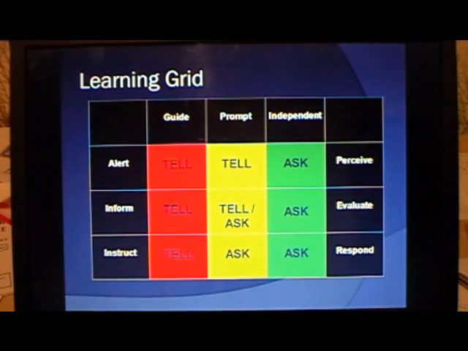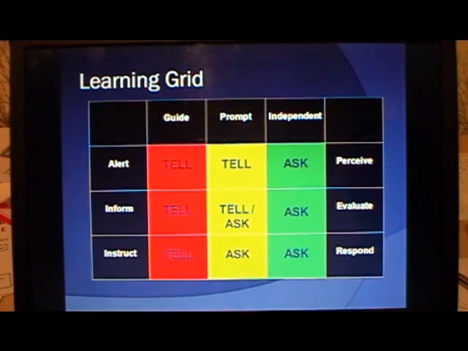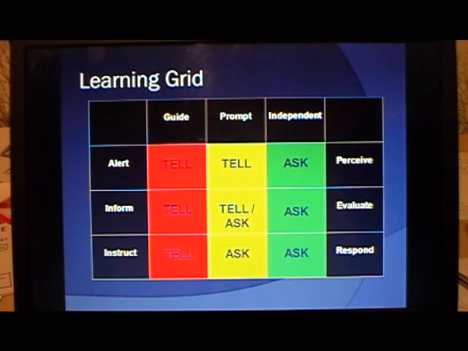So this is a little grid that hopefully will explain to you how to use these levels of instruction. So we've got guided at the top, prompted and independent. You've then got alert, inform, instruct down the left hand side, and perceive, evaluate and respond on the right hand side. Now perceive, evaluate, respond is exactly what you do as a driver. You do it unconsciously, but as you see a hazard, you're prioritising which one's going to be the most important. You then evaluate that hazard and think about why it's going to be a hazard to you, and then you respond in a certain way, which is usually with a routine.